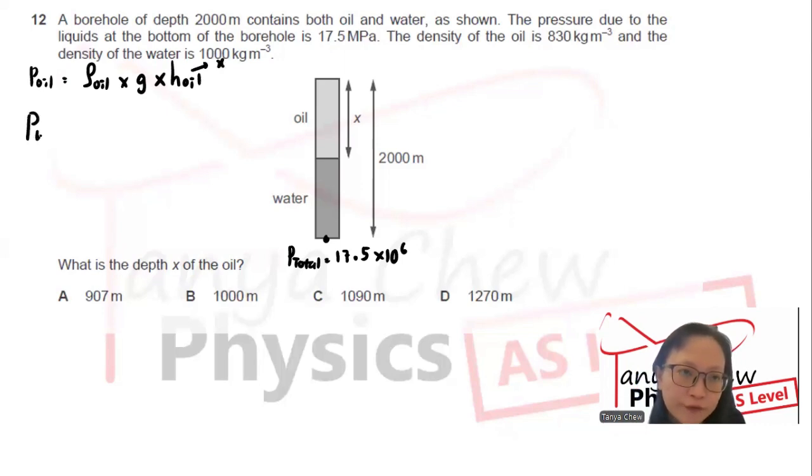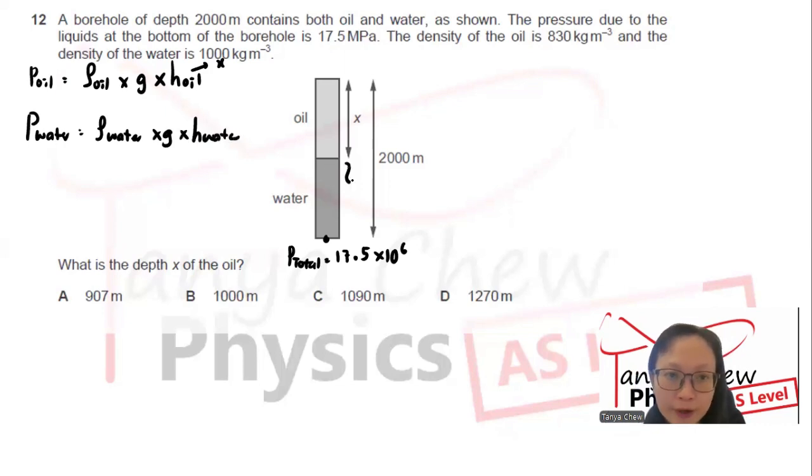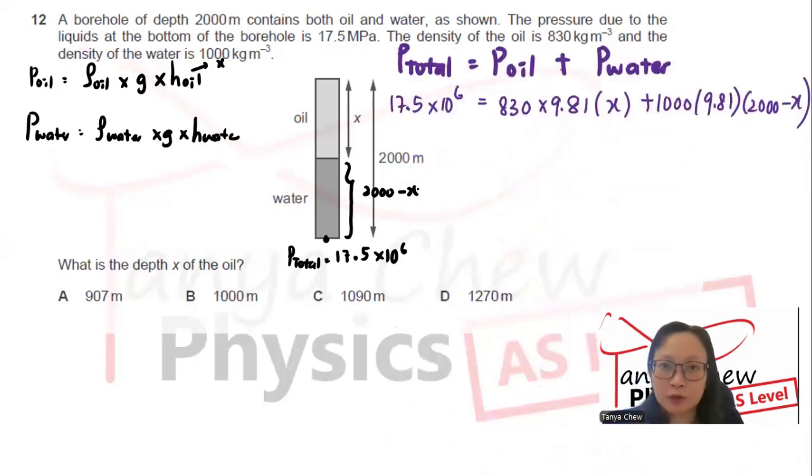Then pressure of the water would be density of the water, which is given, times g times height of the water. To find height of the water, it is the total height, 2000 minus X. So write down the equation. Total pressure is due to the pressure of the oil plus pressure of the water.